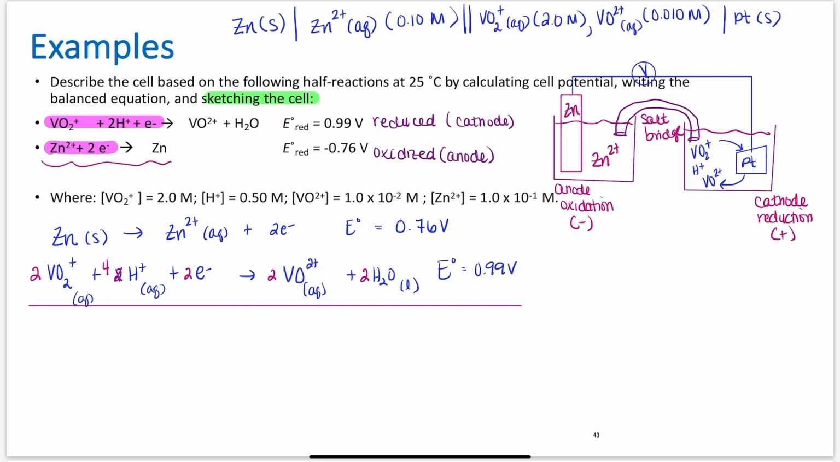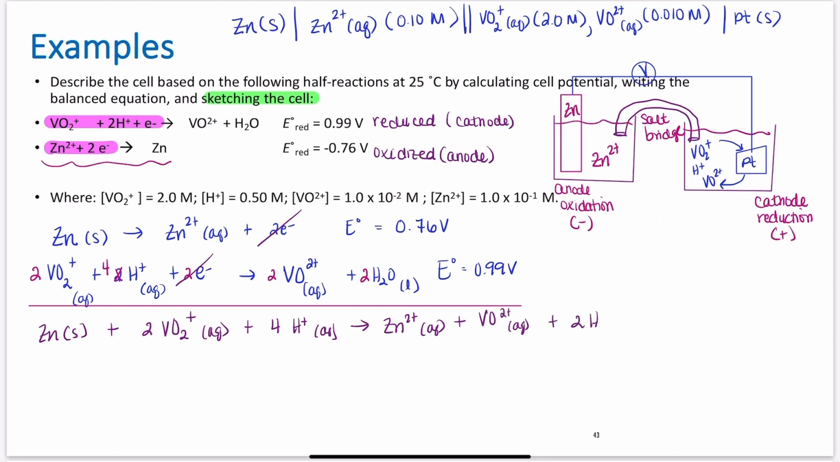Go ahead and add these up. Make sure your electrons cancel at this point, and add up everything else. Zinc solid plus 2 VO2 plus 1 charge, aqueous, plus 4 H plus, aqueous, gives me Zn2 plus, aqueous, VO 2 plus, aqueous, and 2 moles of water, liquid. The standard cell potential here is 0.76 plus 0.99, so 1.75 volts.